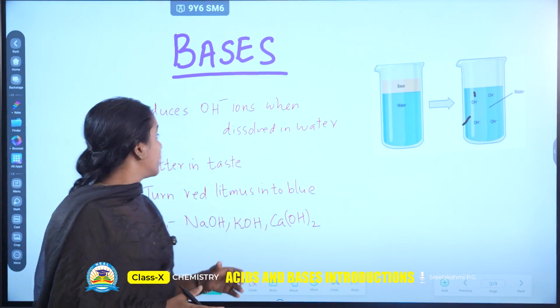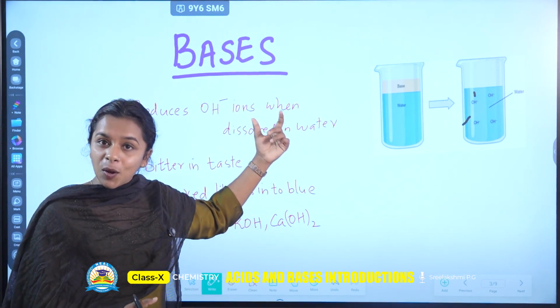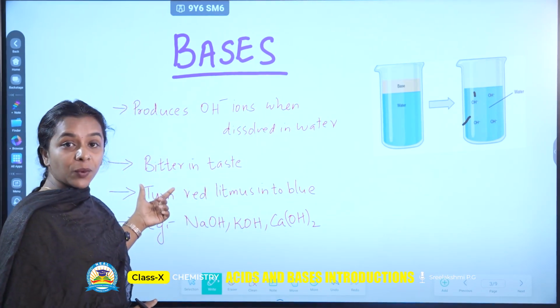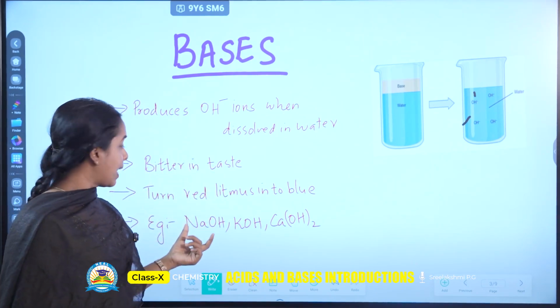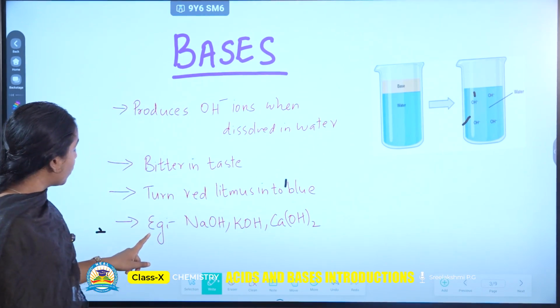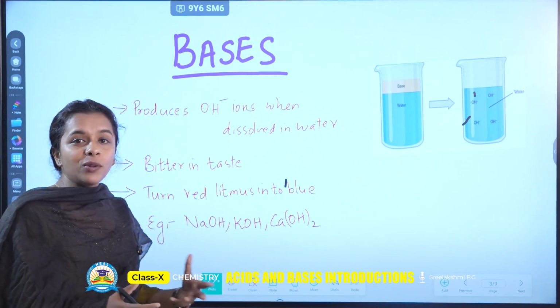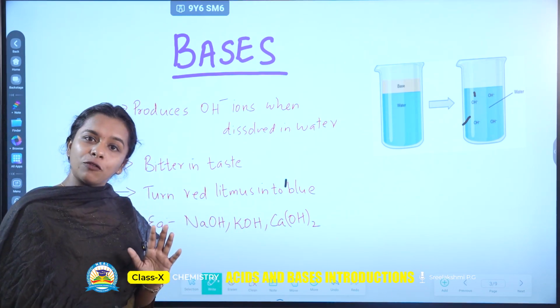Bases mean that they produce OH minus ions when dissolved in water. And it has a bitter taste. And it will turn red litmus into blue. And some examples are NaOH, KOH, Ca(OH)2. All these are some examples of bases.